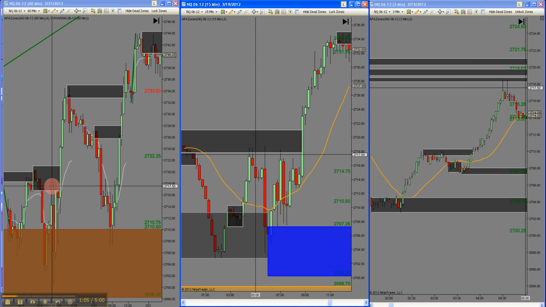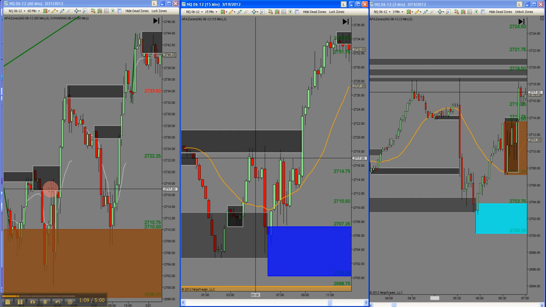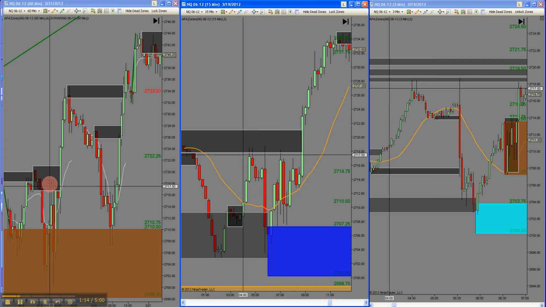If we look over here on our hourly zones, we can see how this looks. We got one really good first retest, which the first retest is all we need. Even if that retest is only a wick, that's all we're looking for. And obviously it was playing back and forth from zone to zone.